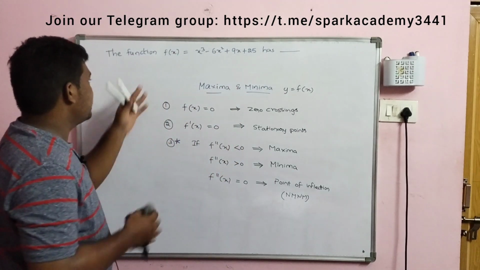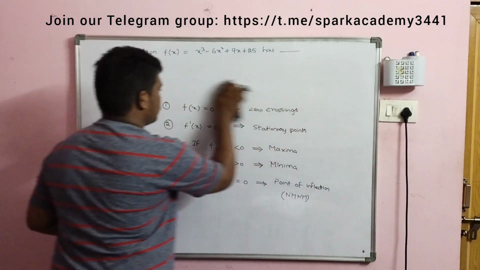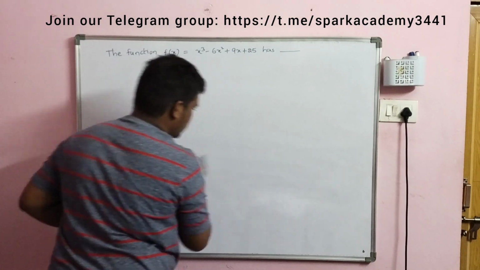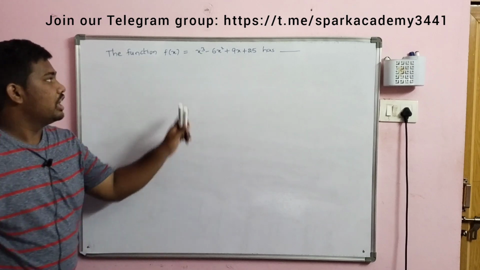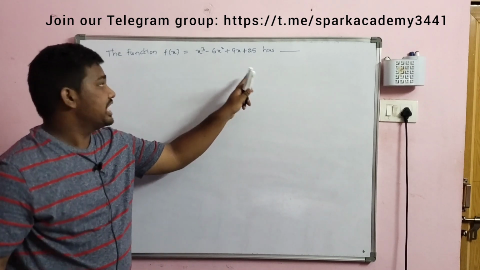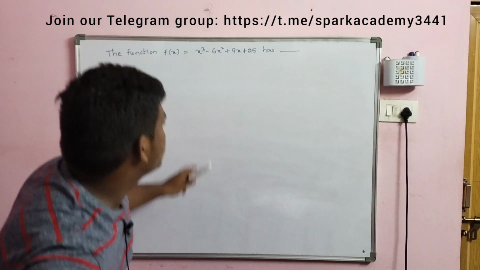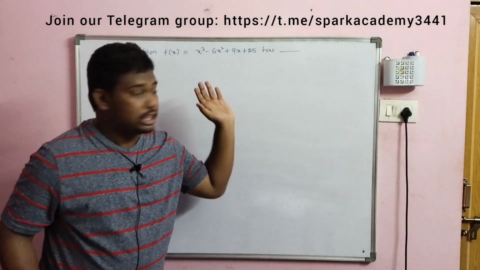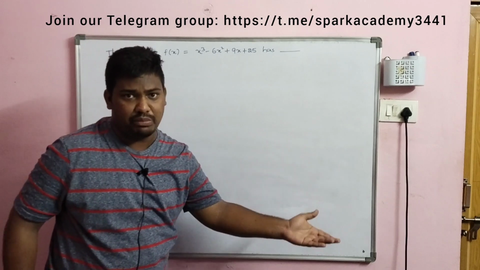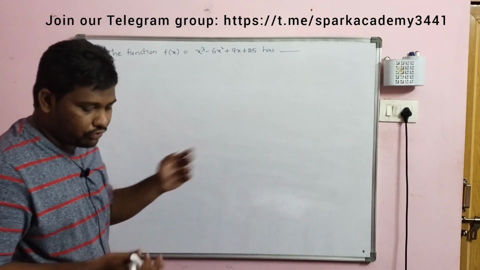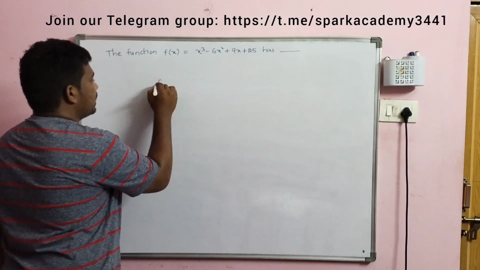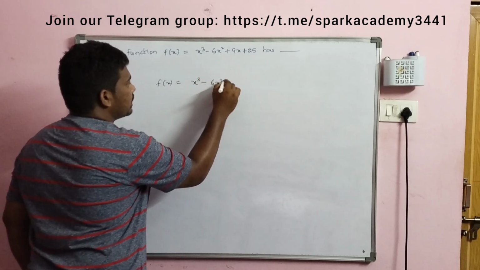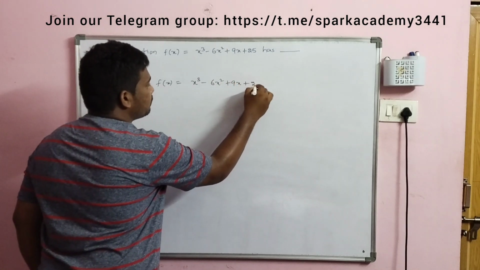Now let me show the example. Given the function f of x equal to x cube minus 6x square plus 9x plus 25, he is asking what is there at that particular function, whether it is maxima or minima. We need to find that, right? He has given f of x equal to x cube minus 6x square plus 9x plus 25, right?